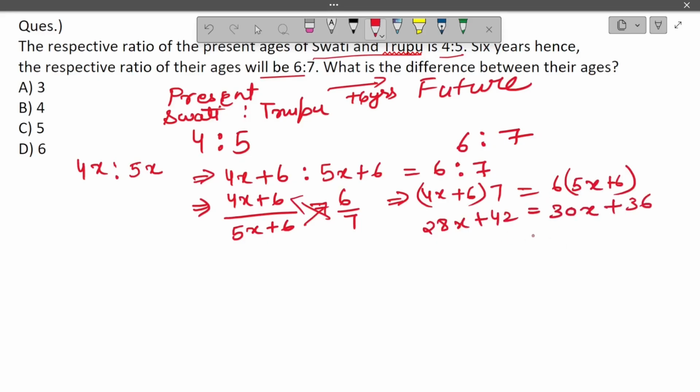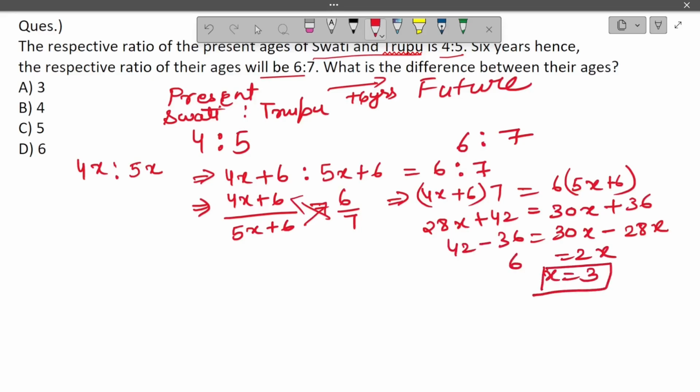Okay, so 30x minus 28x, which is going to be 2x, and then on this side 42 minus 36 is how much? 6. So in this way we will get the x value as 3. But this is not our answer. What we were told is we need to find the difference between their ages. So let's consider one of the ratios, 4x and 5x. So the age will be 4 into 3, which is going to be 12, and then 5 into 3, 15. So these are their ages as of now.